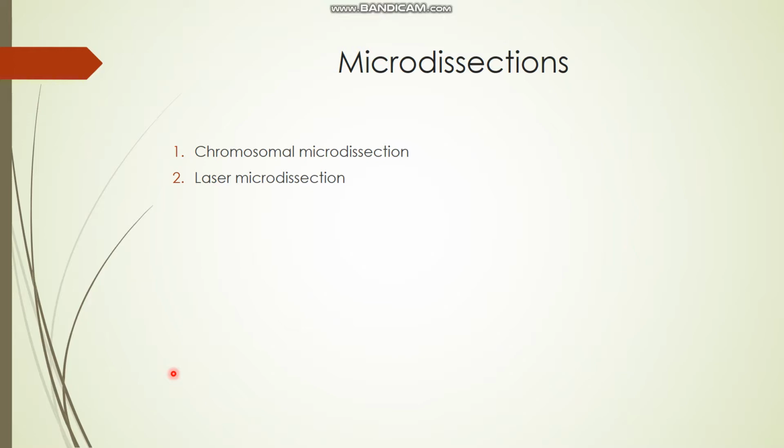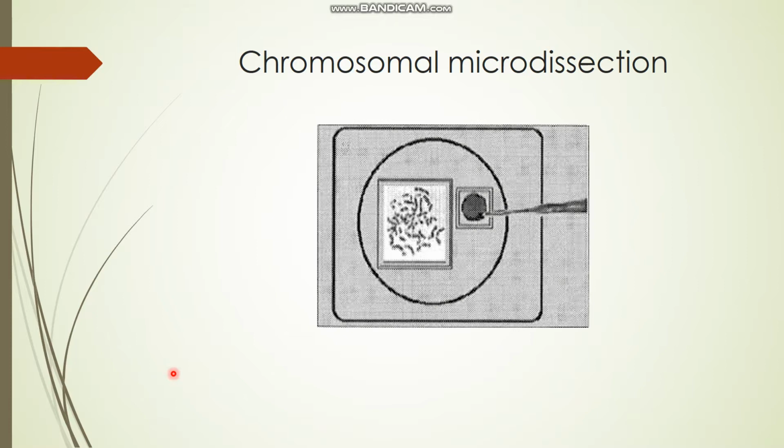Different types of micro dissection, or you can say the different kinds of techniques involved in micro dissection, are: number one, chromosomal micro dissection; number two, laser micro dissection. Let's see them one by one. Number one, chromosomal micro dissection.